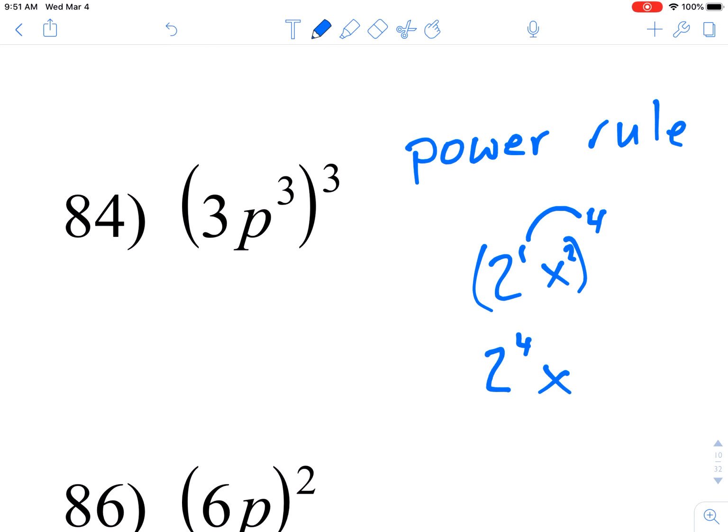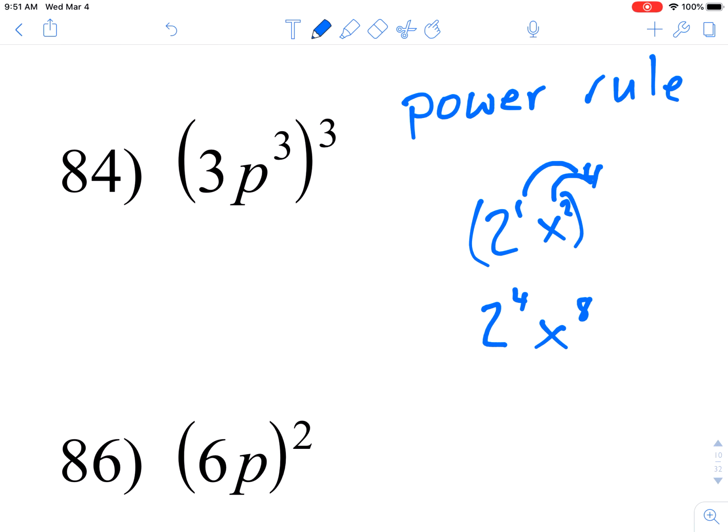X is going to stay x. 4 times 2 is 8. So it becomes x to the 8th. Again, you're going to multiply a power to a power. It's called the power rule. But we can still finish and simplify this out.